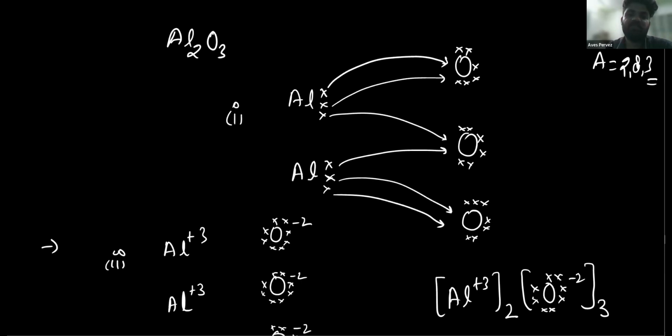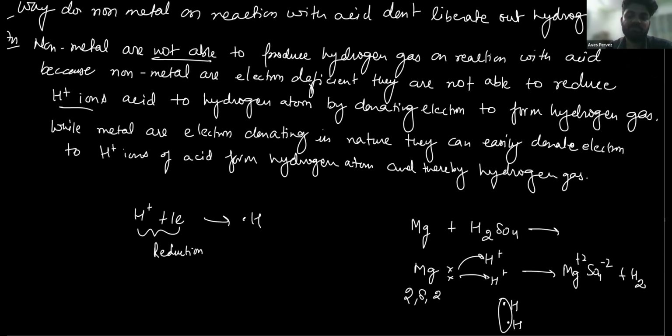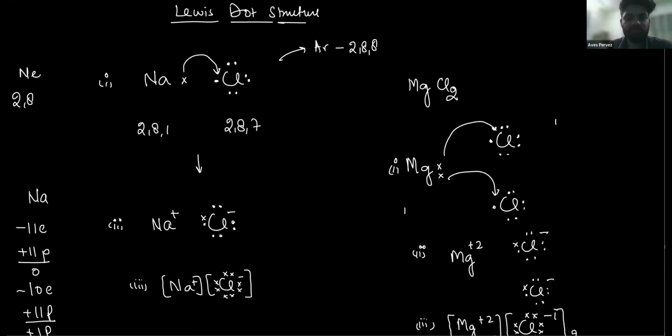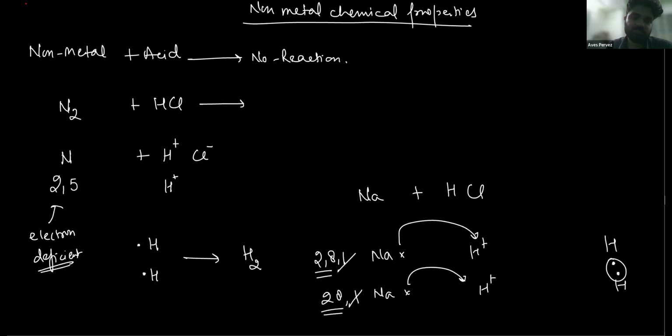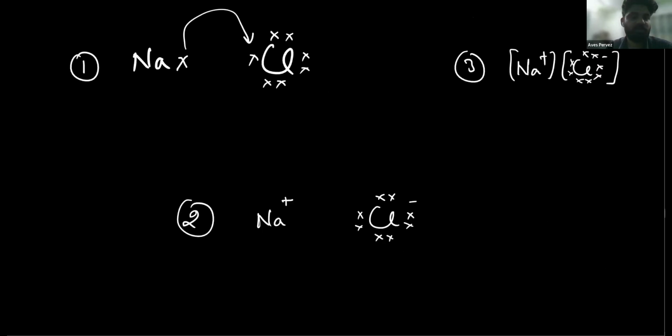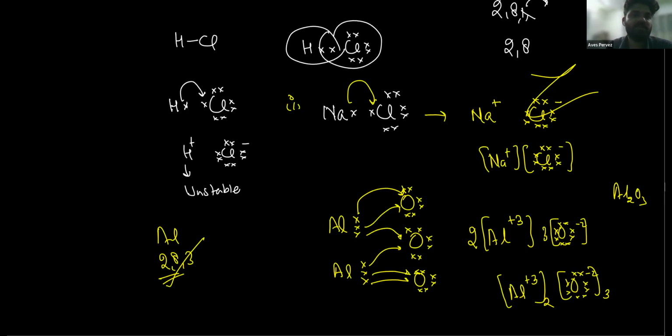Have you done the chemical properties of non-metals? Check. Have you done the chemical properties of non-metals? I think we have done. Check whether we have done or not. No, sir. We have only done chemical properties of metals. Okay, let's move to the next portion.